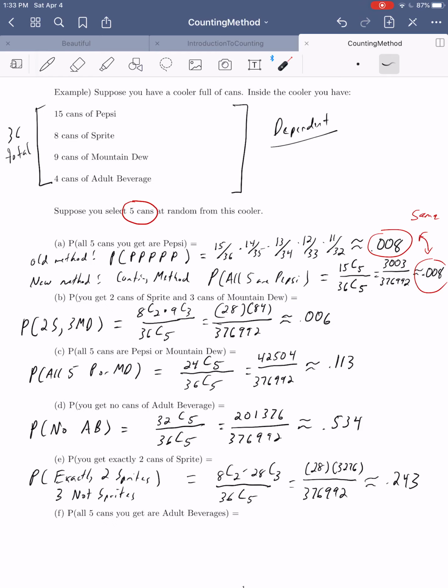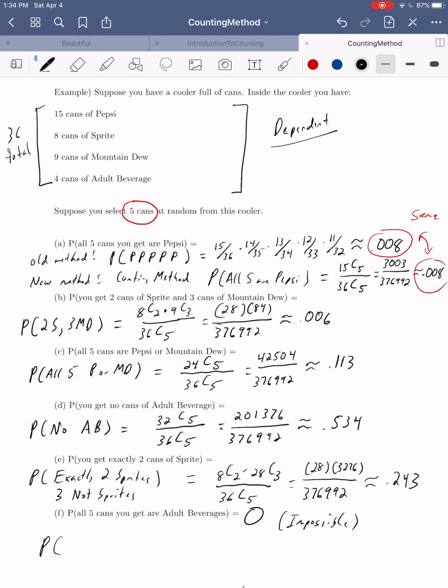All right, last one. The probability that all 5 cans are adult beverages. Now, we should immediately know the answer to this. There are only 4 cans of adult beverage. The chance that all 5 are adult beverages should be 0. It's impossible. Let's see if our counting method gives that same answer.